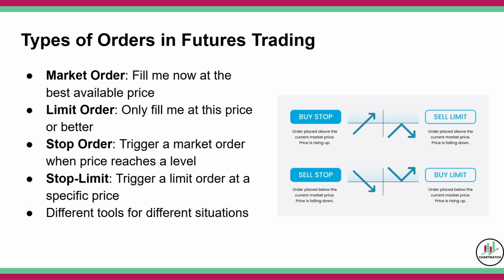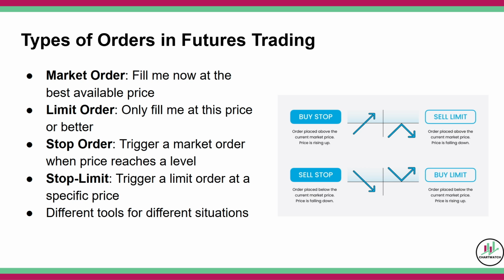A stop order becomes a market order once price reaches a trigger level. This is often used as a stop loss, but can also be used to enter if you want to catch a breakout. A stop limit order is more advanced. It triggers a limit order once price hits the stop, and it protects against bad fills, but it runs the risk of not filling at all in fast markets.